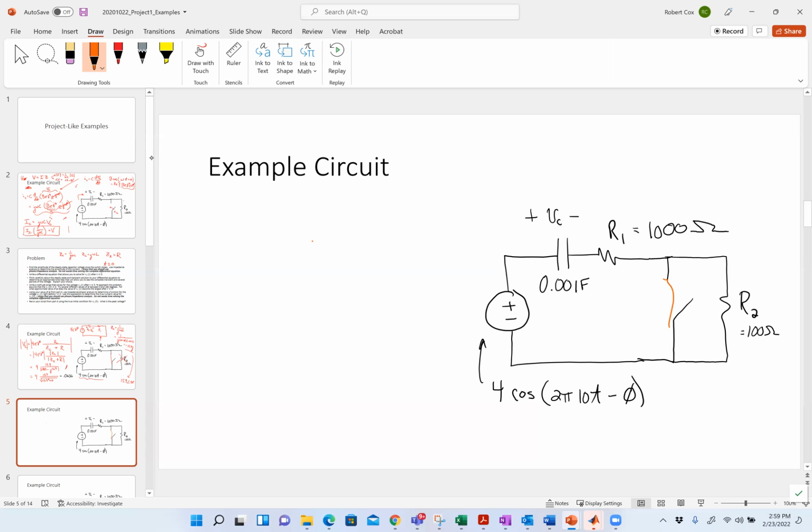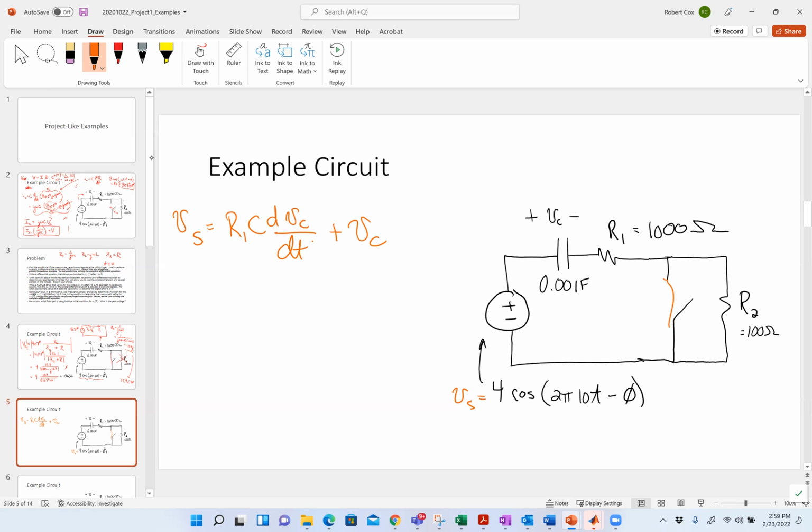Use KVL, right? Without going through the details here, if I call this guy v sub s, I'm going to get that v sub s equals R1C dvc dt plus v sub c. That's what it's going to end up being. I don't want to go through the analysis on that, but you should see that that is correct if you went through it. This isn't circuits; we've spent enough time already on circuits. So that's my differential equation.